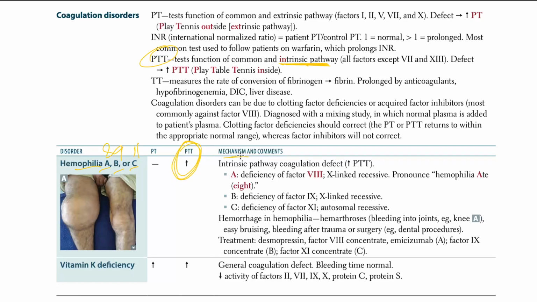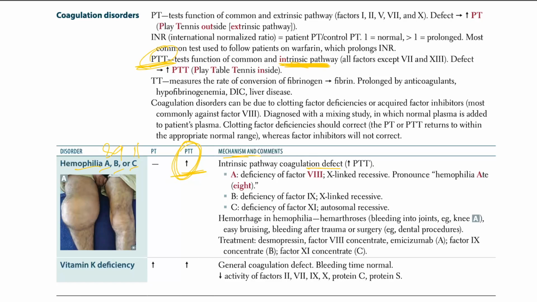And mechanism and comments. So let's read that. We have an intrinsic pathway coagulation defect. And whenever we have an intrinsic pathway coagulation defect, we have an increase in PTT, and that's what they mentioned here.